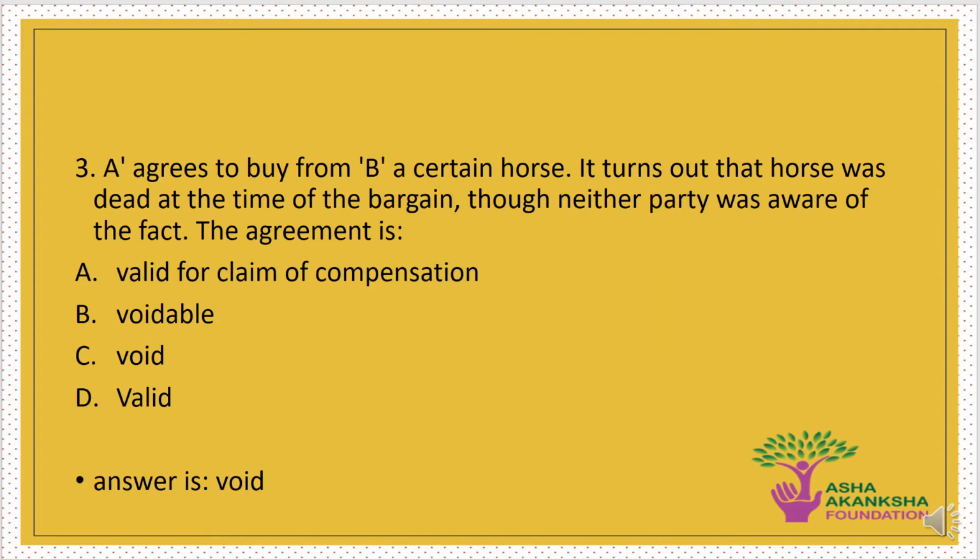Next question is, A agrees to buy from B a certain horse. It turns out that the horse was dead at the time of the bargain, though neither party was aware of the fact. The agreement is dash. The options are A. valid for claim of compensation, B. voidable, C. void, or D. valid. The correct answer to this question is option C, that is, the agreement is void.